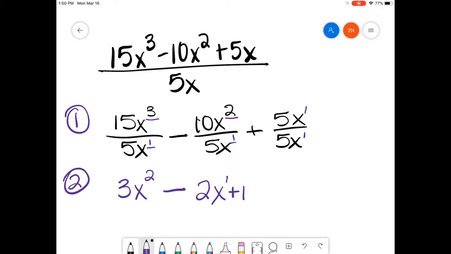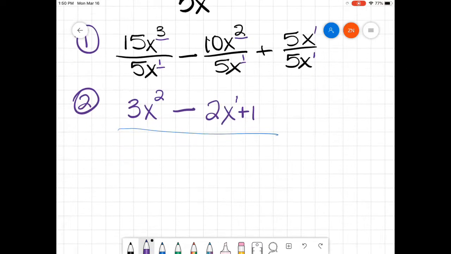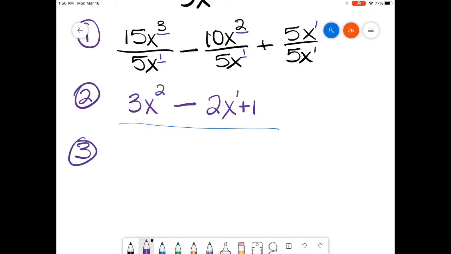Forgot my plus sign here. Okay, then I want to take a look. Is this written in standard form? Power of 2, power of 1, and then 1. So my last step here is to write in standard form. It is in standard form, so my final answer would be 3x squared minus 2x plus 1.